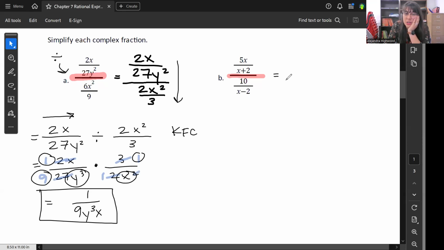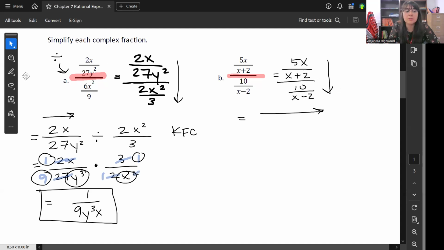Simplifying the numerator and the denominator, not a lot happening here. I can't simplify 5x over x plus 2 any further. I also cannot simplify 10 over x minus 2. So I have a vertical format, but I'm going to rewrite it in horizontal format, remembering that this fraction bar, the main fraction bar, represents division. Okay? You're dividing the numerator by the denominator.